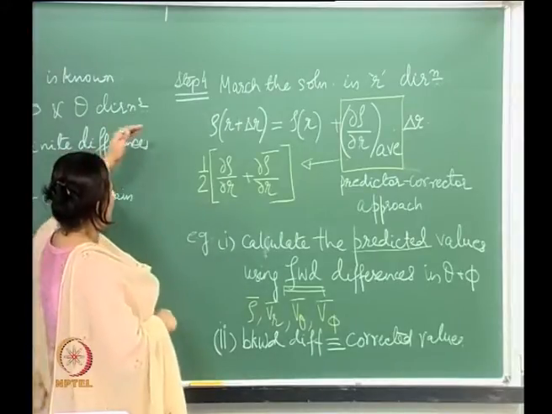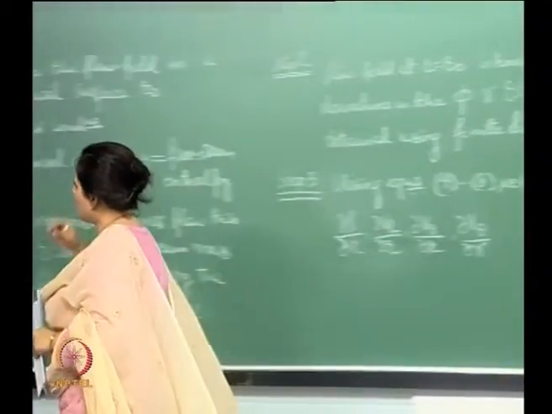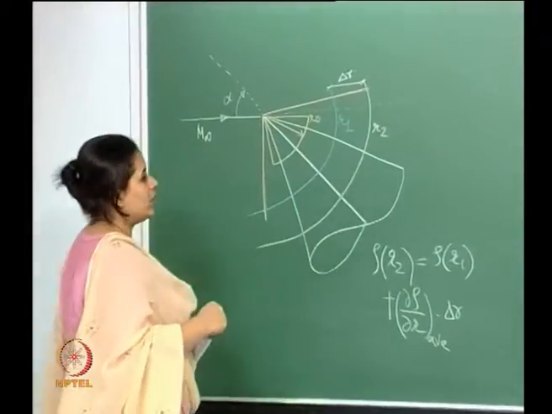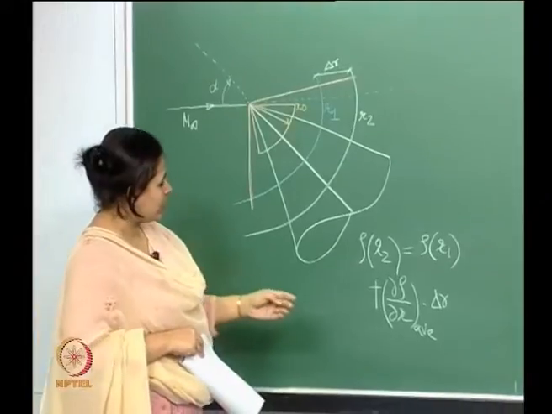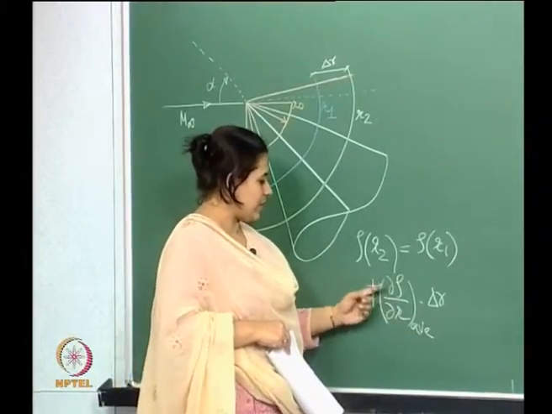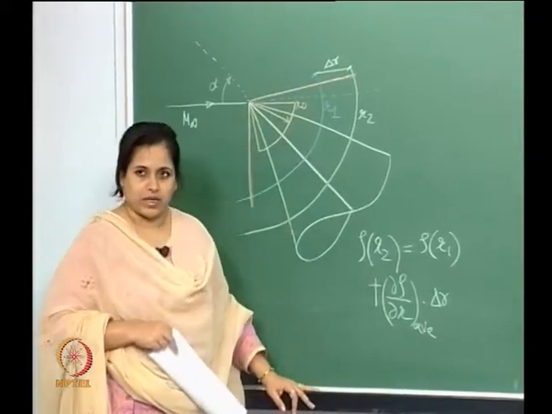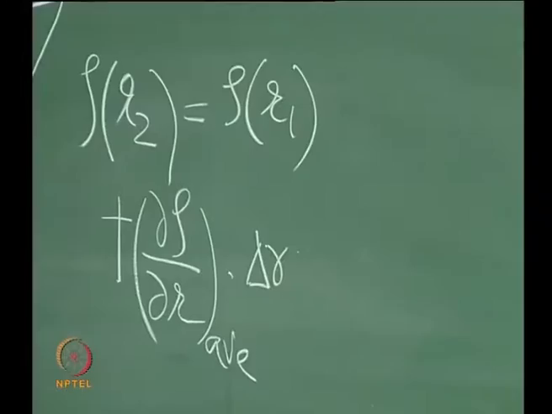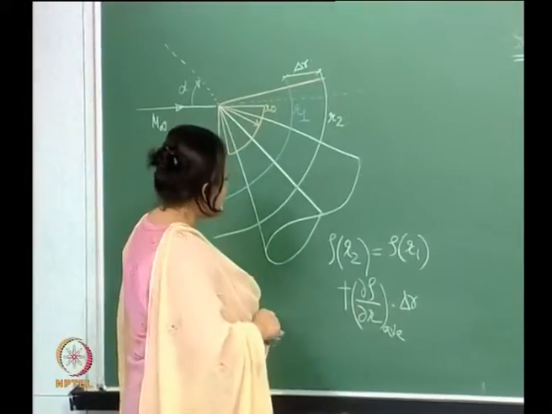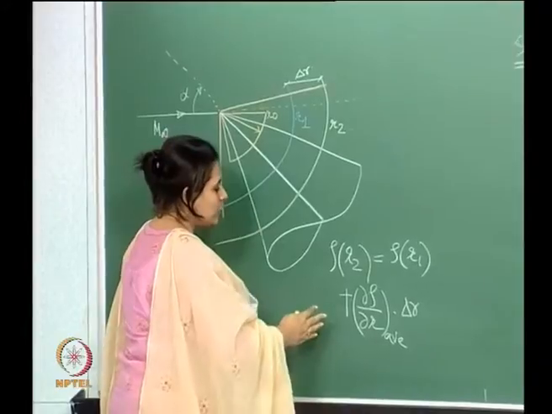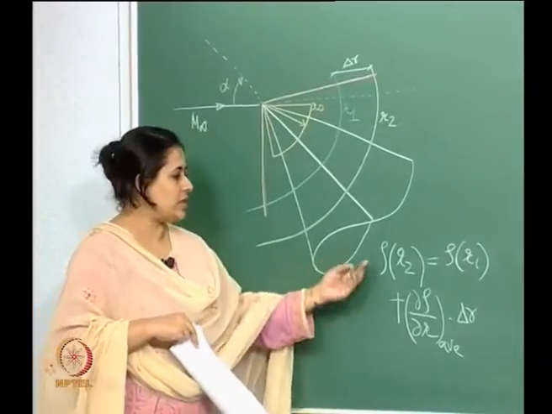So then we march the solution in the r direction. How long do we do that? Okay. So we have come here and we are now calculating. What I did just now here is this average value, which we said we will calculate using a predictor corrector approach. So essentially, the whole objective of all of that is to get an estimate for this rho of R2, the density at R2.